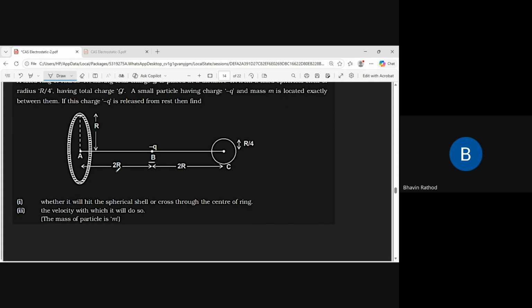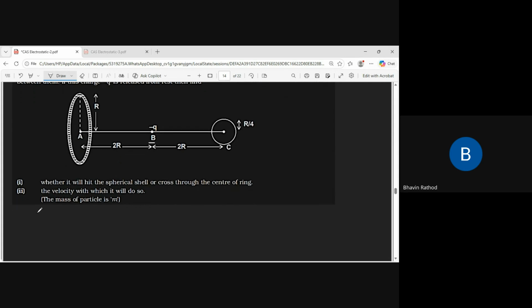Because of the ring, we know that the expression for the field is k into q into x divided by x squared plus r squared raised to 3 by 2. The value of x over here is 2r. And for the hollow sphere, we are outside the hollow sphere, so that's just kq by 2r whole squared.